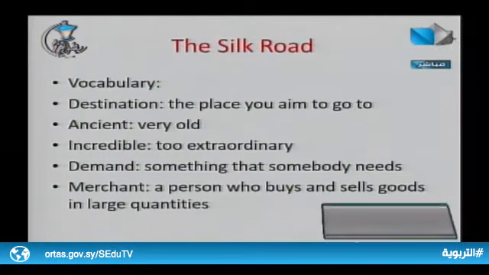First of all, the Silk Road. Silk is a kind of material that we use to make clothes. It's a very soft material, and it's very expensive. They started it in China. Actually, it is made by worms called silkworms. Now let's go to vocabulary.